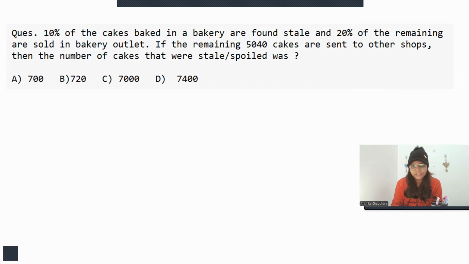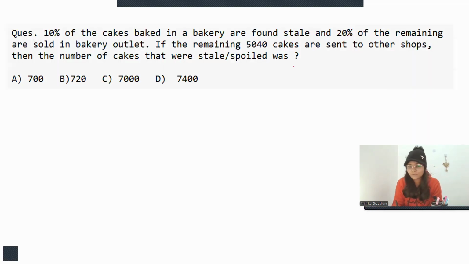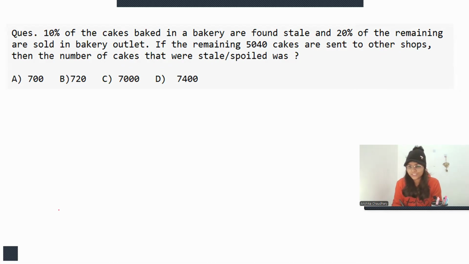10% of the cakes baked in a bakery are found stale. Stale means spoiled, right? And 20% of the remaining are sold in the bakery outlet. If the remaining 5040 cakes are sent to other shops, then the number of cakes that were stale or spoiled was? See, I don't use the bookish method. I use shortcut tricks only, and I will tell you the shortcut tricks, right?